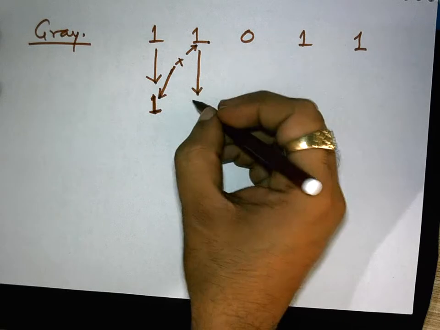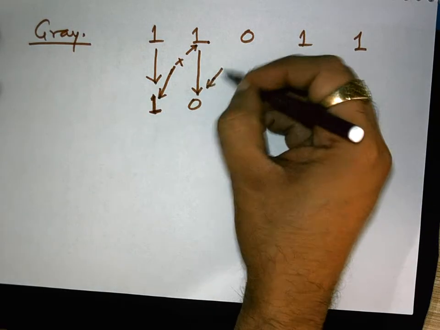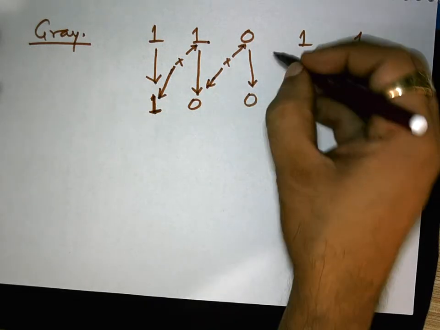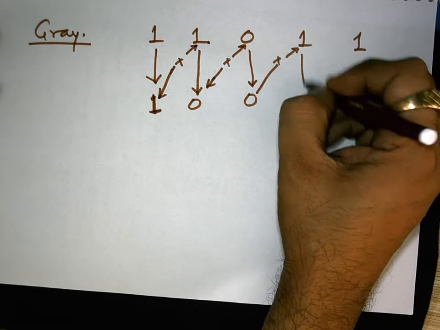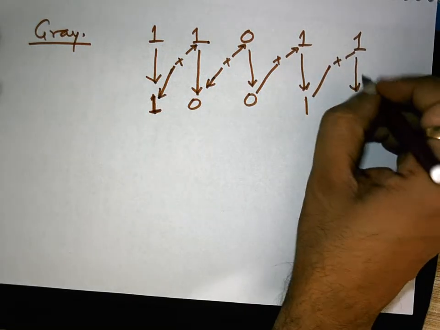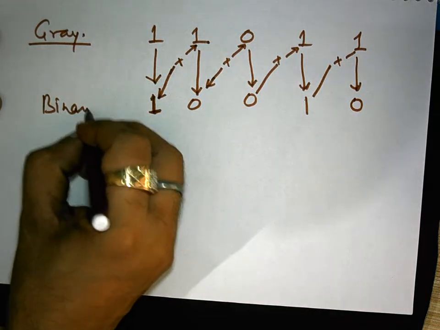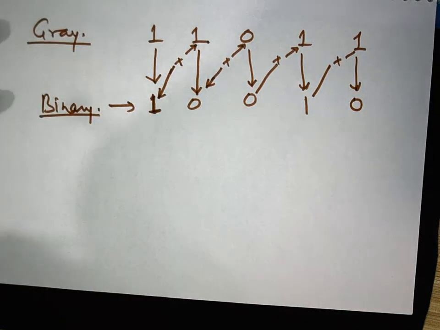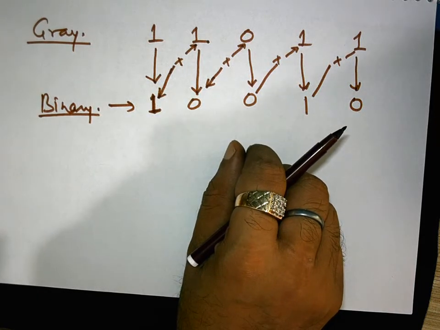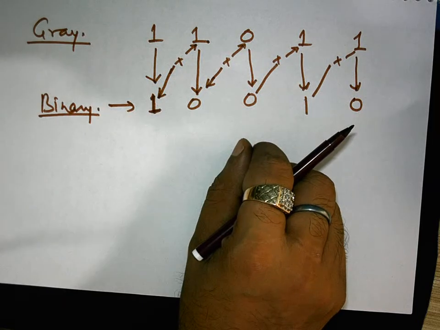So it will generate the sum 0, and then 0 added with this 0 generates the sum 0, then 0 added with this 1 generates the sum 1, and this 1 added with the 1 generates the sum 0. So this is the corresponding binary that we have generated from a given Gray. This is the way we can convert between Gray and binary.